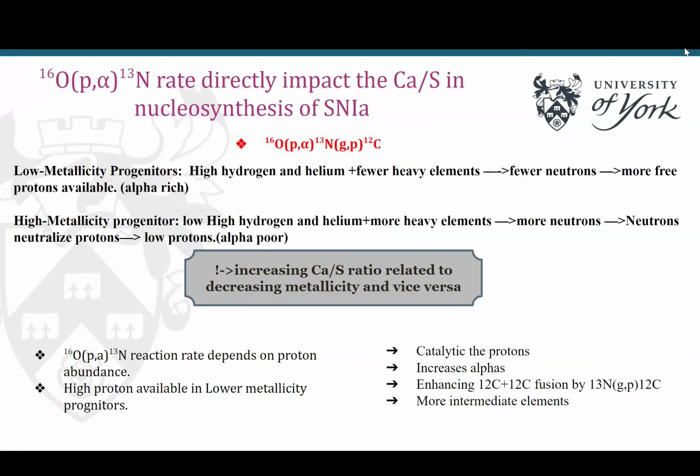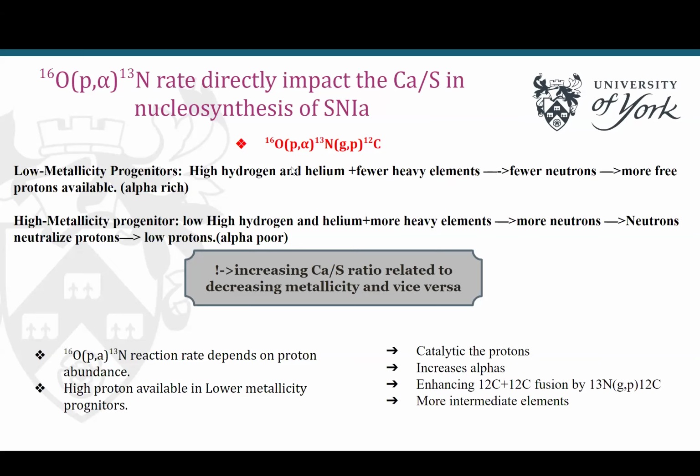And it was proved that we can use the ratio between calcium and sulfur as a footprint or indicator of the metallicity of the progenitor of Type Ia supernovae. Because in the low metallicity, we expect to see heavier intermediate elements, and if lower intermediate elements are observed, this means it's related to a high metallicity progenitor.